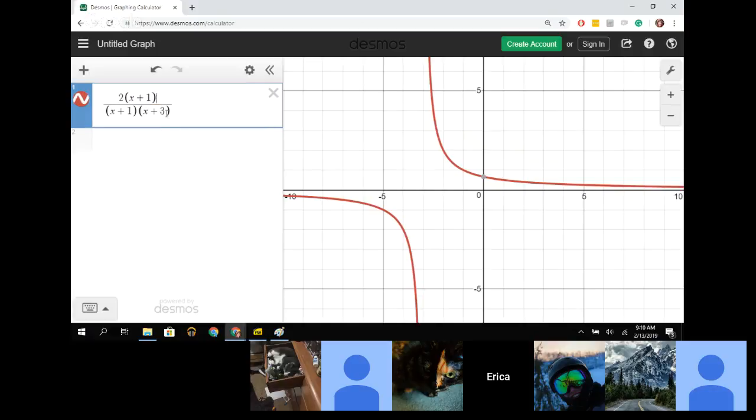There we go. All right, so I was wrong. There is a horizontal asymptote, and the horizontal asymptote is at 0. That's because the lower number is bigger. So it's x over x squared.